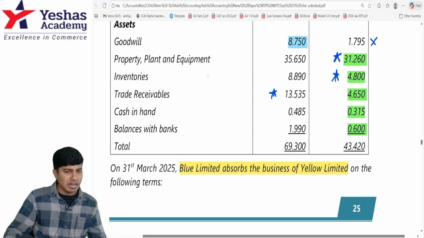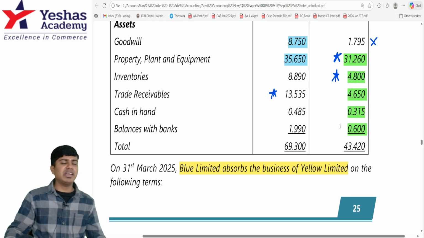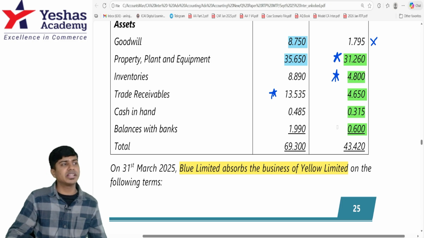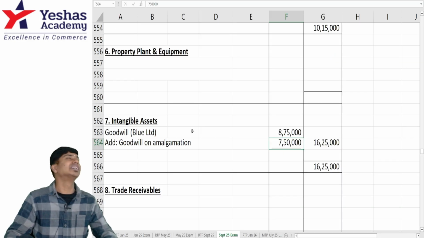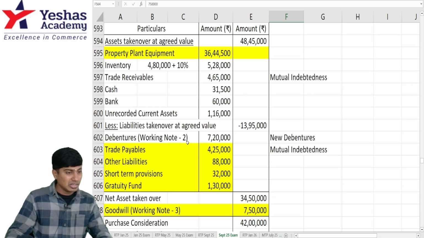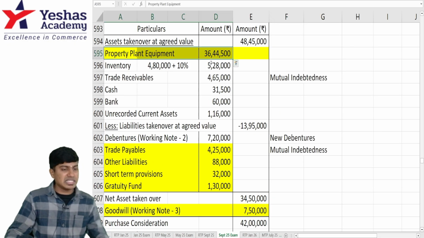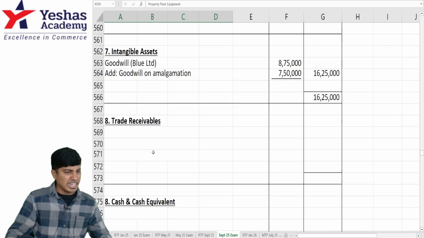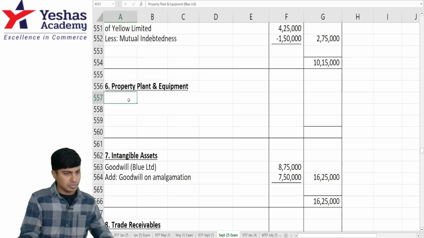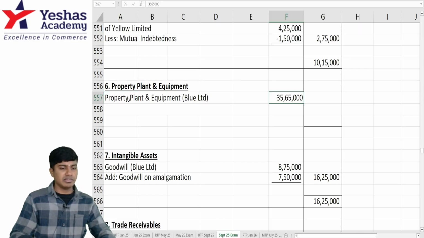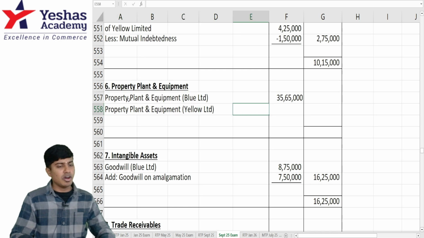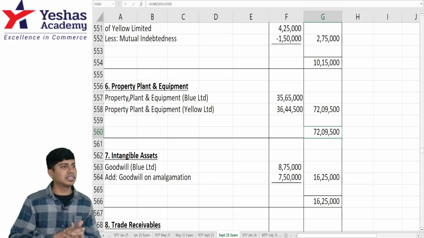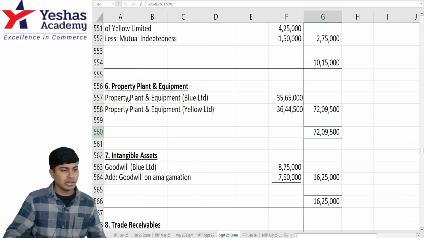Then what do we have after that? PPE. Ours is 35 lakh 65,000. Their PPE was 31 lakh 26, but we won't take it at that value. Take 35 lakh 65,000, and then their PPE 36 lakh 44,500, the agreed value. Add them. 72 lakh 9,500. I'll write it in PPE. PPE of Blue Limited 35 lakh 65. PPE of Yellow Limited 36 lakh 44,500. Together 72 lakh 9,500. Am I right?